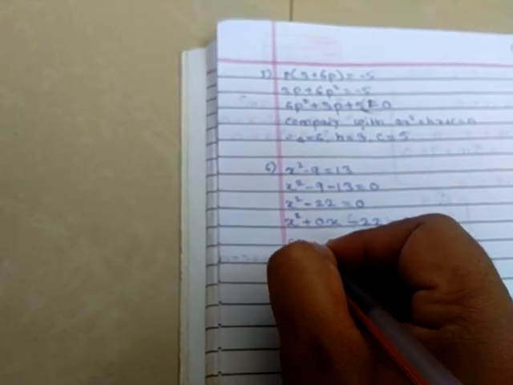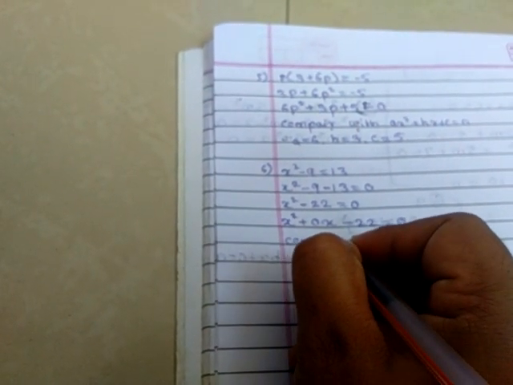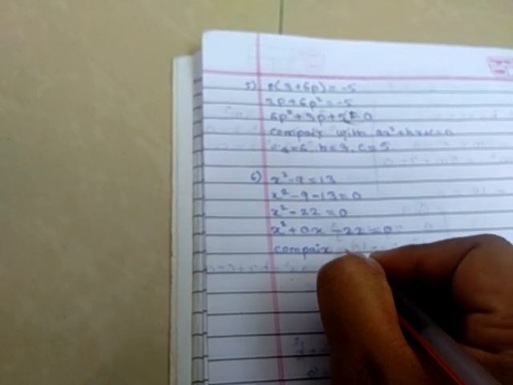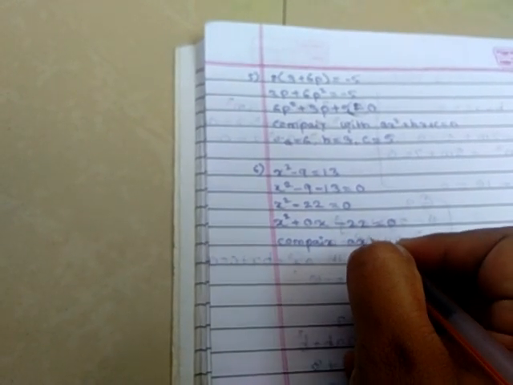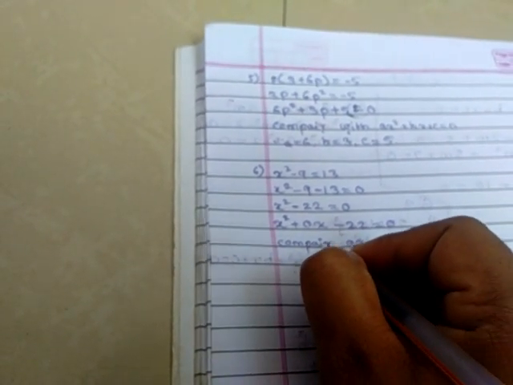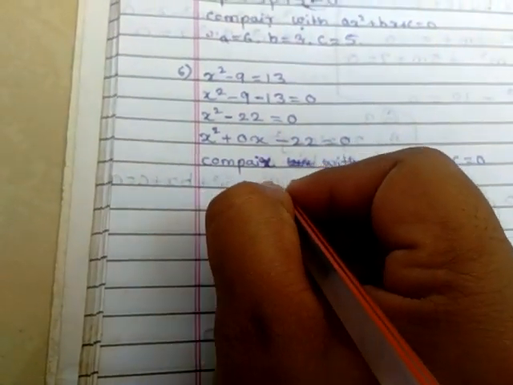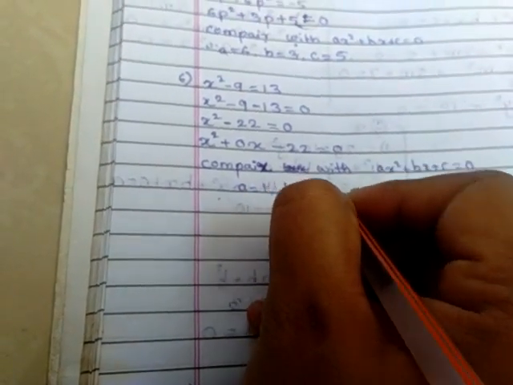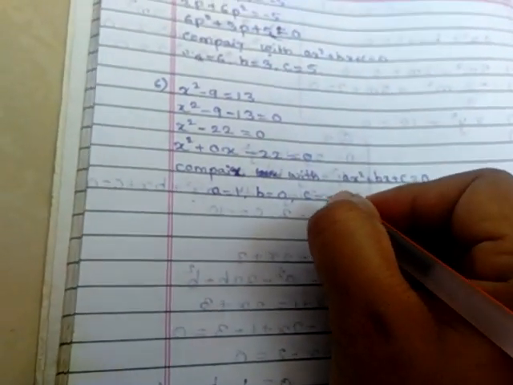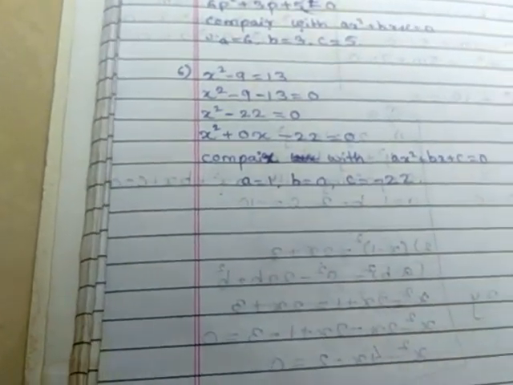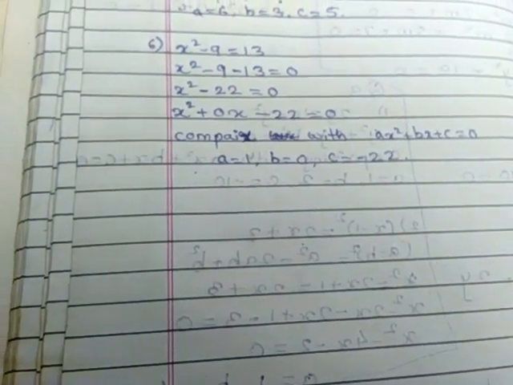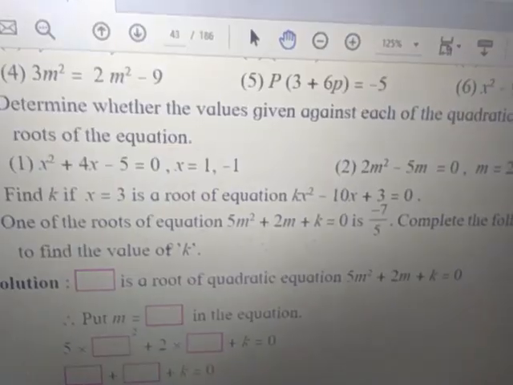Compare with ax square plus bx plus c. A is equals to 1, b is equals to 0, and c is equals to minus 22. Like this we have completed our question number 3. Now come to the next question.